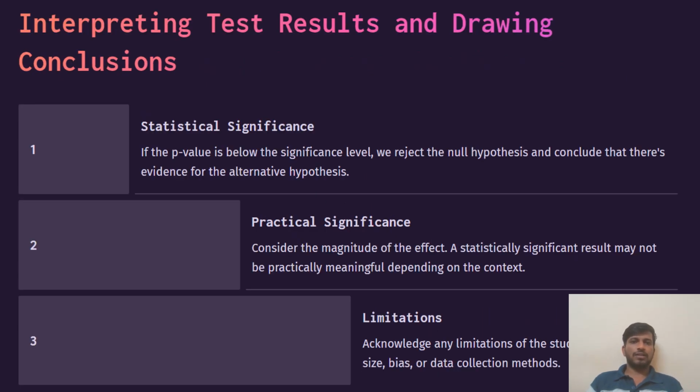Interpreting test results and drawing conclusions. Statistical significance: if the p-value is below the significance level, we reject the null hypothesis and conclude that there is evidence for the alternative hypothesis. Practical significance: consider the magnitude of the effect. A statistically significant result may not be practically meaningful, depending on the context. Limitations: acknowledge any limitations of the study, such as sample size, bias, or data collection methods.